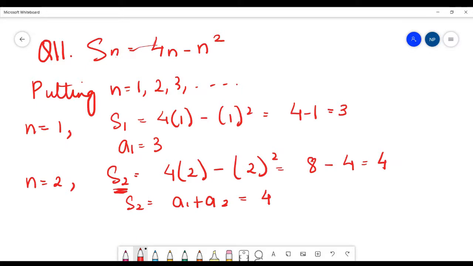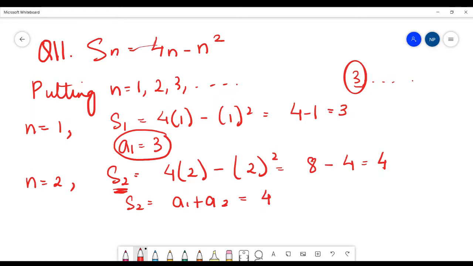Now A1 we already know that it is 3. Because here children, they are asking of the sum of the first term. Now what will be the sum of the first term? If the sum is only starting with the series 3, what will be the sum of the first term? 3 only. Because over here the 3 is getting added to no one. So our A1 and S1 will be the same.